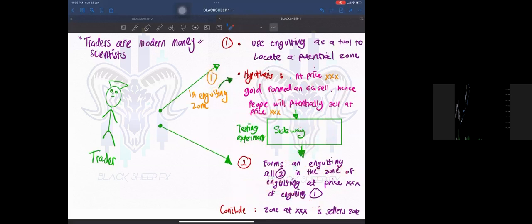So far, can you guys understand? I'm not going on chart yet. I'm just teaching you the flow of process and the flow of thoughts.